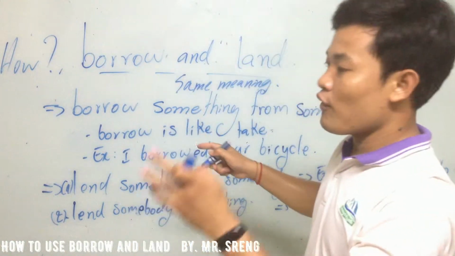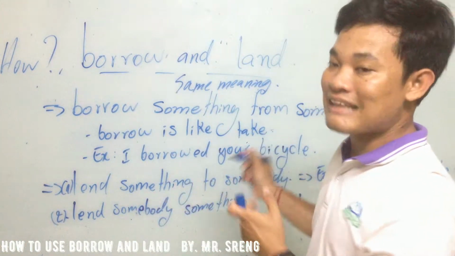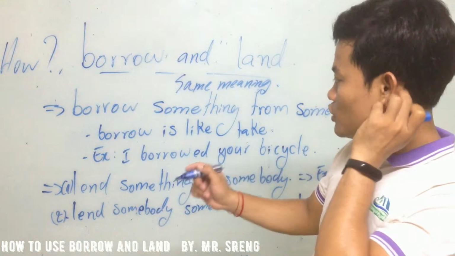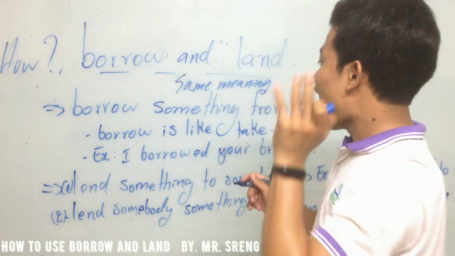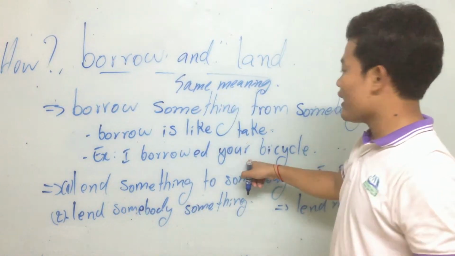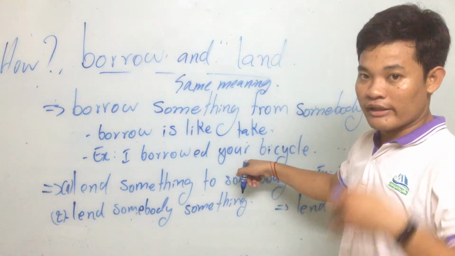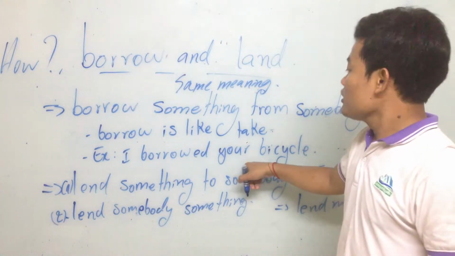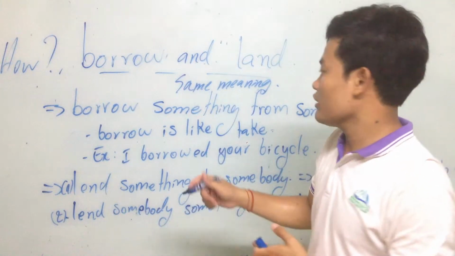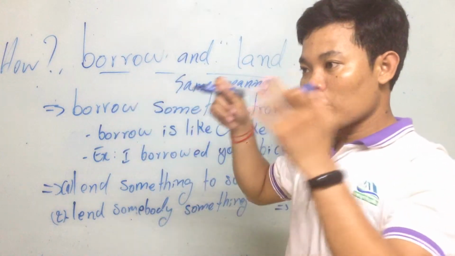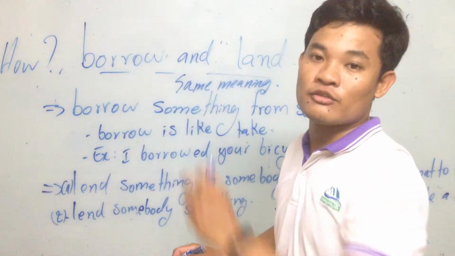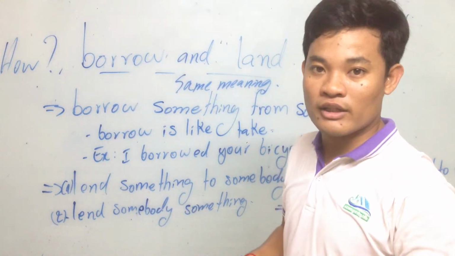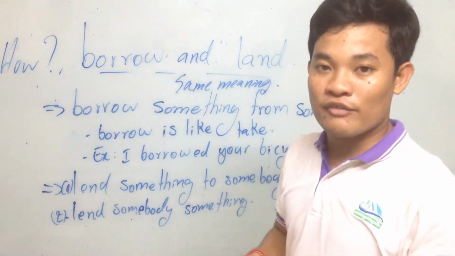For example, borrow. We use it for borrowing something from somebody. It means you borrow something from somebody. For example, I borrow your bicycle. So it means you take it. Borrow means you're going to take a bike from your friend. Like you're going to borrow it and take it from your friend. It means you borrow it from your friend.